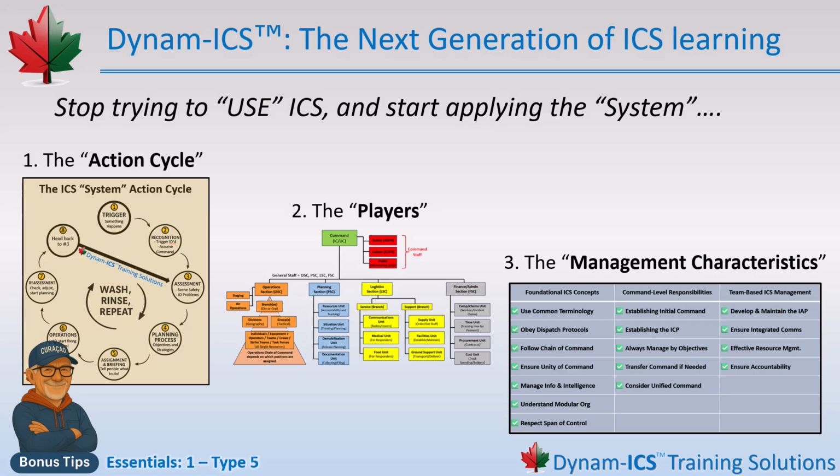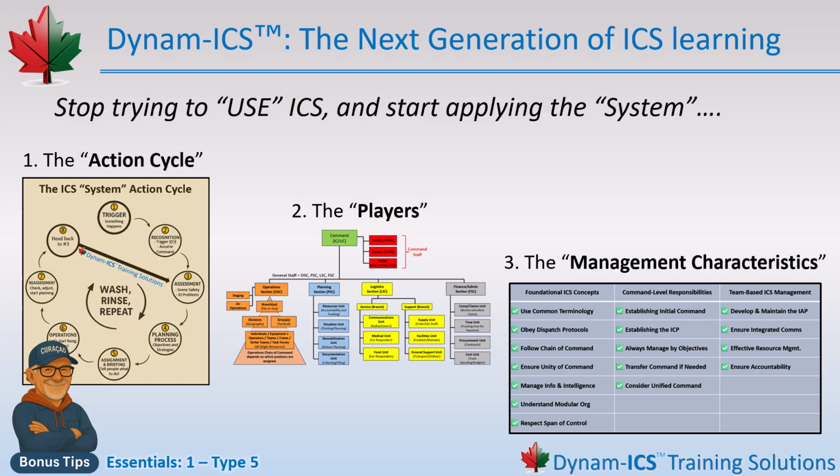And that's where the action cycle evolves into the planning cycle. Early on, it's all about reacting, assessing, planning, and doing fast. But as things stabilize and complexity increases, that loop matures into structured planning, objectives, strategies, tactics, and operational periods. You shift from managing moments to managing operations.